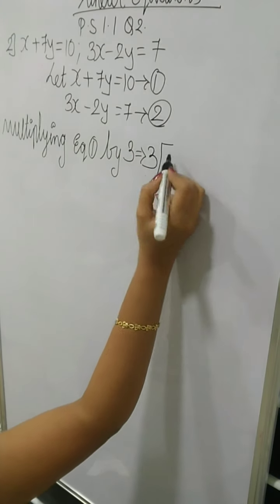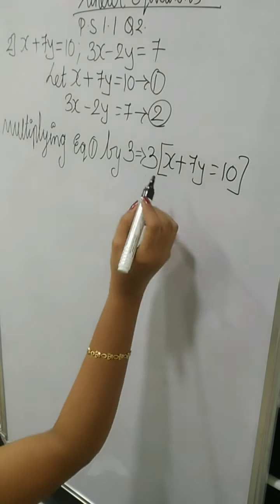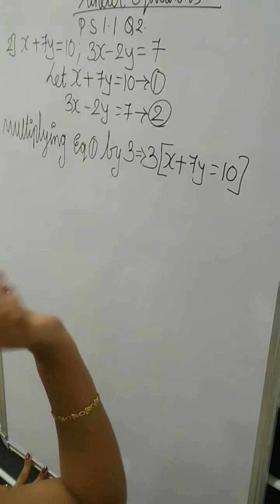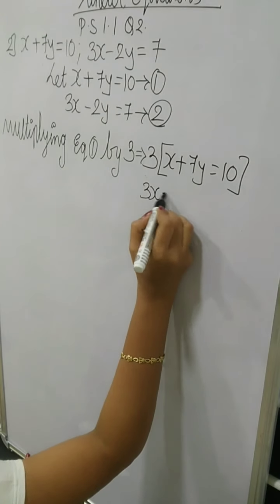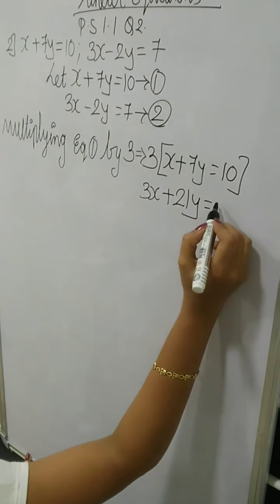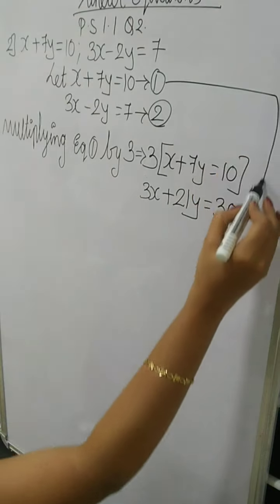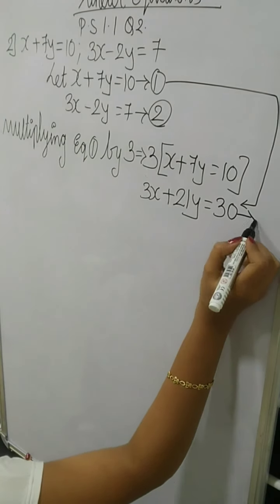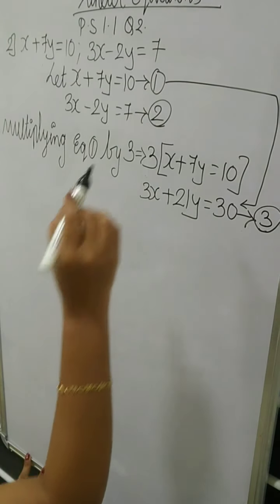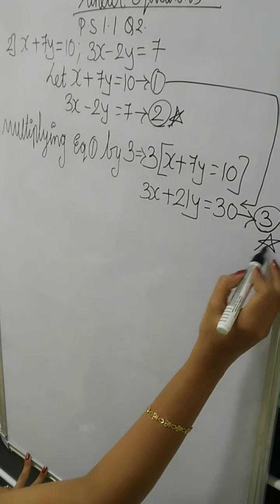So if I multiply the whole equation by 3, what is it that I get? I will be writing the whole equation, x plus 7y is equal to 10, inside the bracket with 3 outside, and I multiply each and every single term with 3. So I get 3x plus 3 7s is 21y is equal to 3 10s are 30. Now I have changed my equation number 1 into this equation, which I will name as equation number 3.